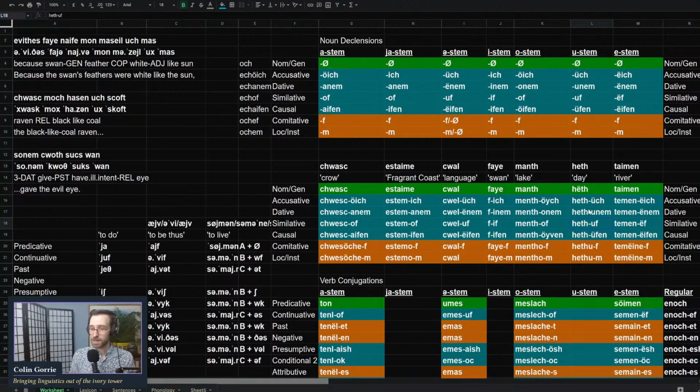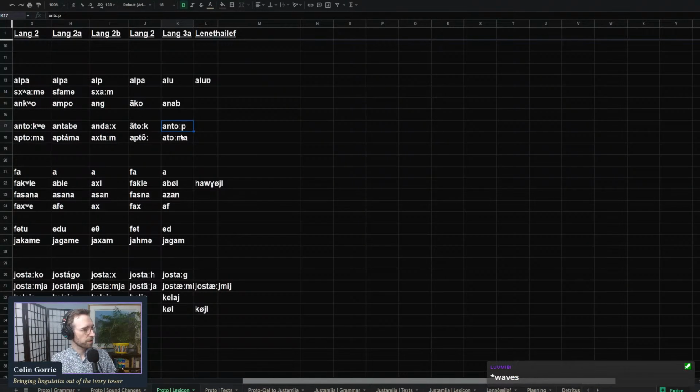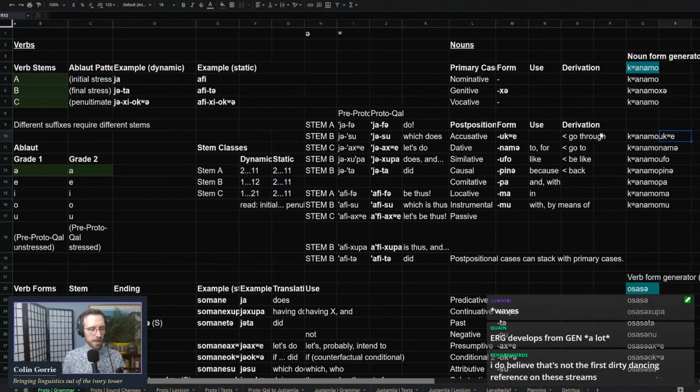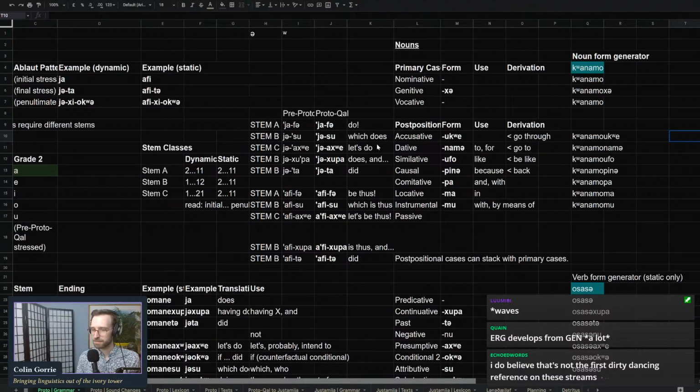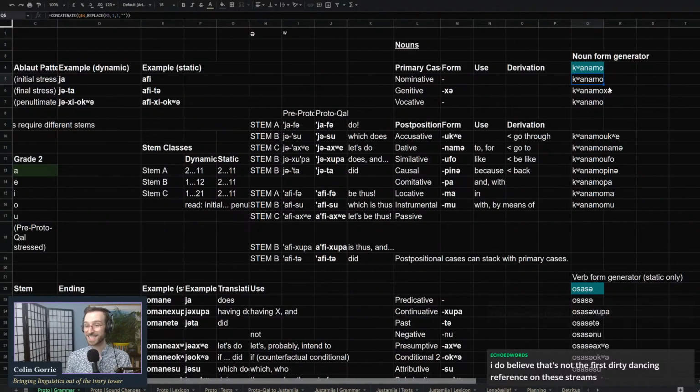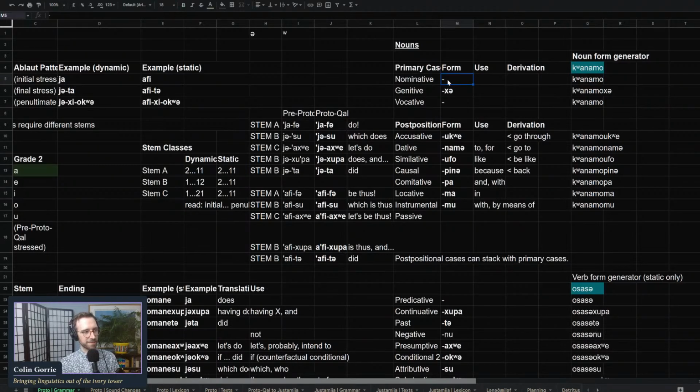Okay, so Lenethailef and protocol. I'll just go over to protocol first. Protogrammar is a nominative-accusative system. So we have a case that shows up on the subjects of transitive verbs and the subjects of intransitive verbs, and it's the same case. It's this zero-marked nominative case. We also have an accusative case for the objects of transitive verbs, which is explicitly marked with the suffix uque. I have a little note here that it originates in a verb meaning to go through. So for those who are interested in proto world, maybe there's an interesting derivation there.